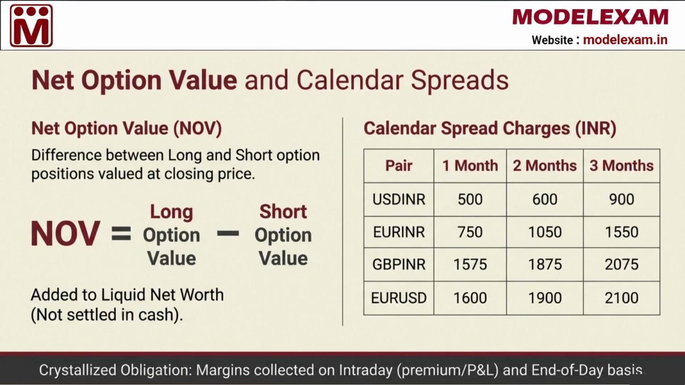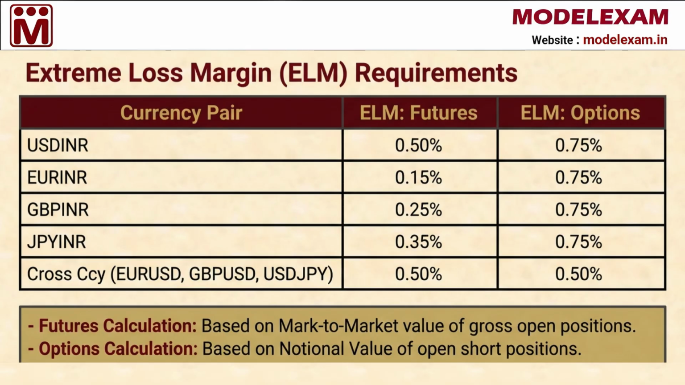In addition to those calculations, we also look at the net option value and calendar spreads. The net option value is basically the difference between your long and short option positions based on the closing price, and this amount is added to your liquid net worth. For those who use calendar spreads to hedge by holding positions in different months, there are specific charges, such as 500 rupees for a 1-month spread in the USD INR pair.